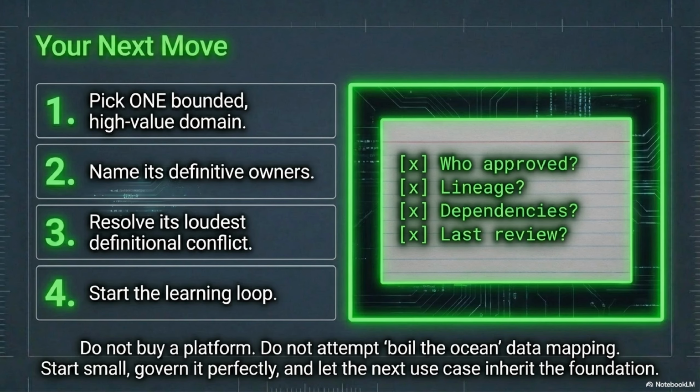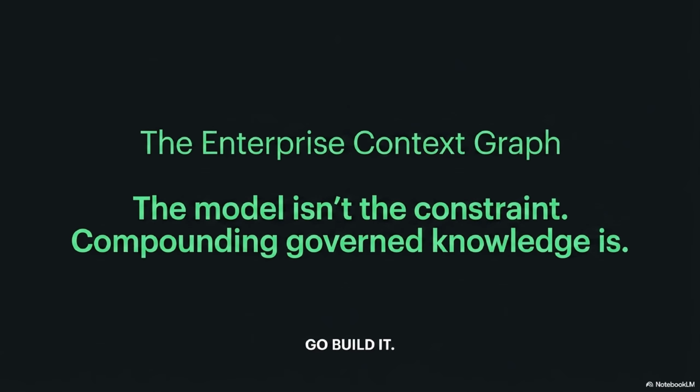So your move is small and specific. Pick 1 domain, name its owners, resolve its loudest definitional conflict, start the loop, and make sure you can answer the examiner's 4 questions for everything in it. The model was never the constraint. Compounding, governed knowledge is. Go build it.